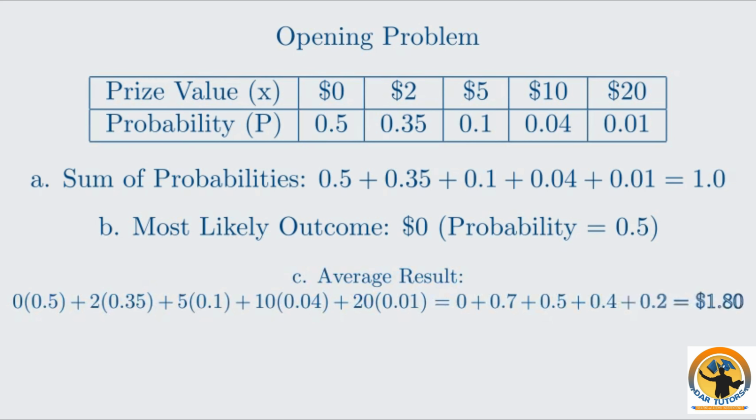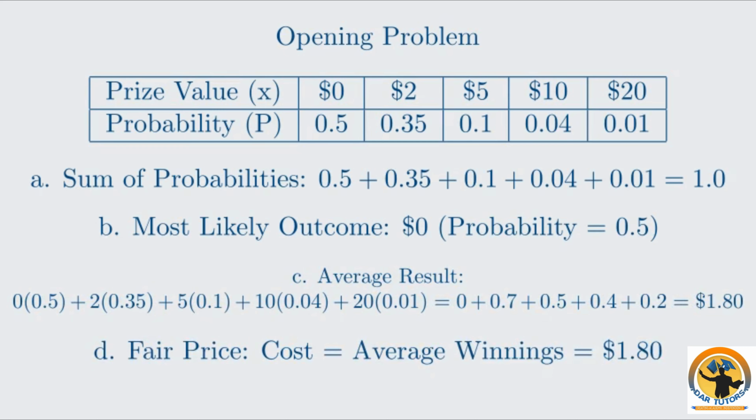Third, what is the average result? To find this, we multiply each outcome by its probability and sum them. That's 0 times 0.5 plus 2 times 0.35, and so on, which gives us a total of $1.55. On average, a player wins $1.55 per game. Fourth, what would be a fair price to play the game? A game is considered fair if the average outcome, or expected value, for the player is 0. This would mean the cost to play should exactly equal the average winnings, which is $1.55, so the fair price is $1.55. These things to think about are the core concepts we'll be covering today.